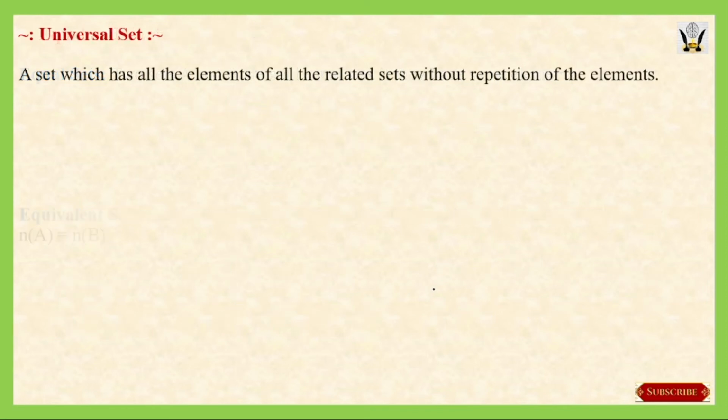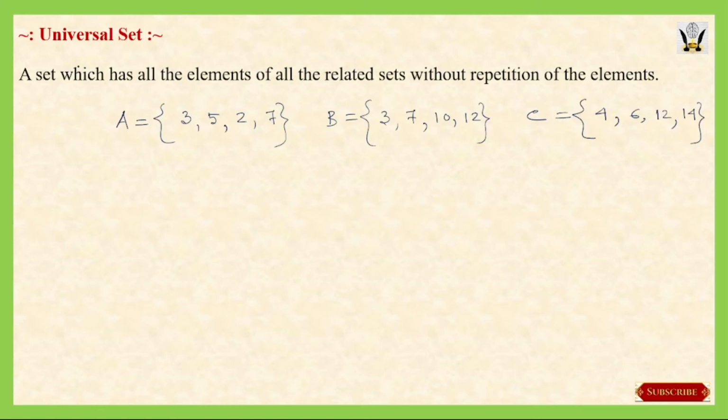Now the next concept is the universal set. For that I will take three sets first. What is the concept of a universal set? This is a set which has all the elements of all the related sets without repetition of the elements.